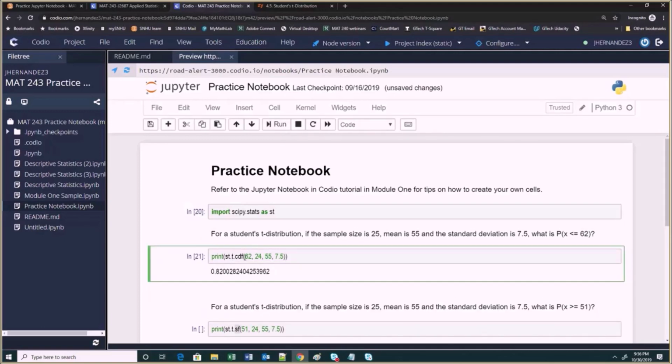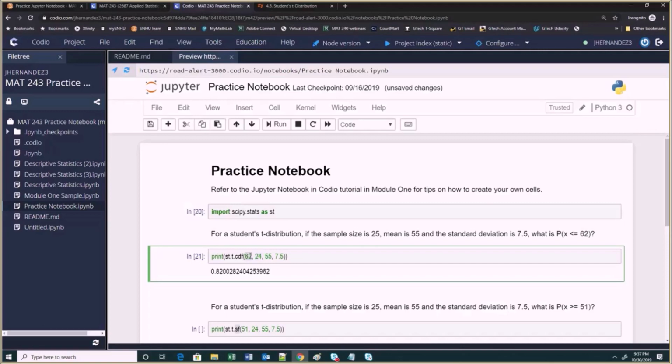One important thing to note here is that because the sample size is 25, and just like Professor Wan mentioned, the degrees of freedom that we have to calculate in each problem involving Student's t-distribution is always sample size minus 1. Okay, so in this case, it will be 25 minus 1. It'll be 24. And 24 is an input now to this method, t.cdf.